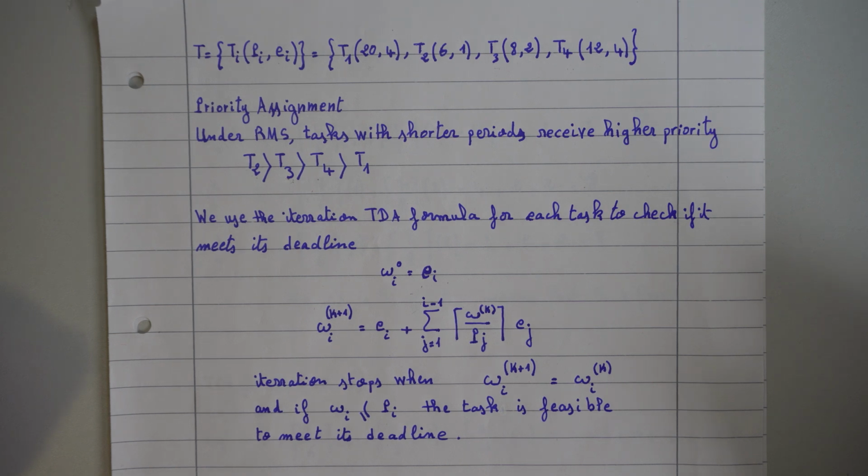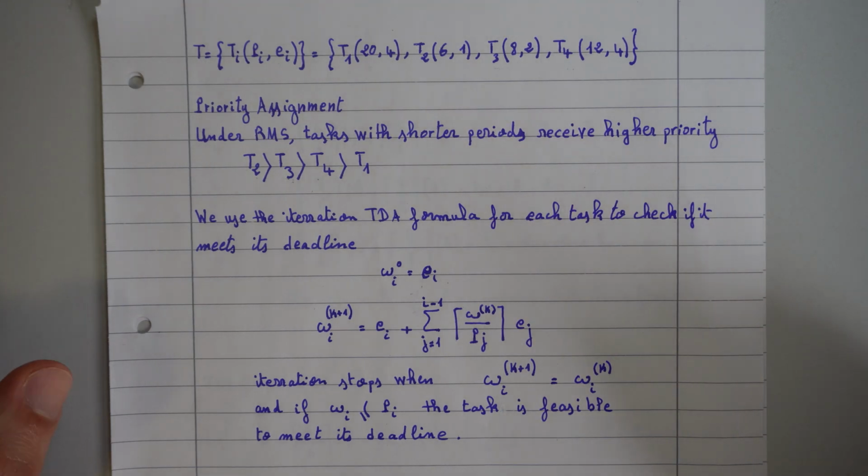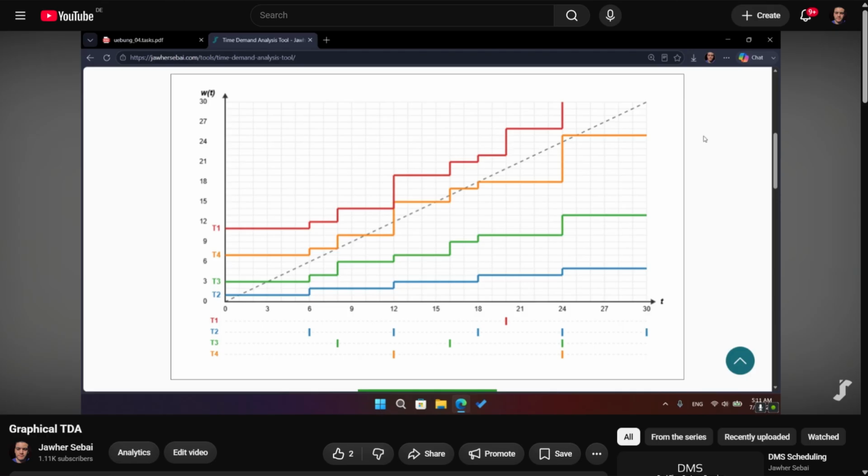Today I will show you the iteration time demand analysis under RMS to determine the feasibility of this task set. I recently showed you the graphical way, and I want to remind you that for a task to be feasible, its trajectory line must intersect or touch the dashed line slope on or before the first deadline of the task.